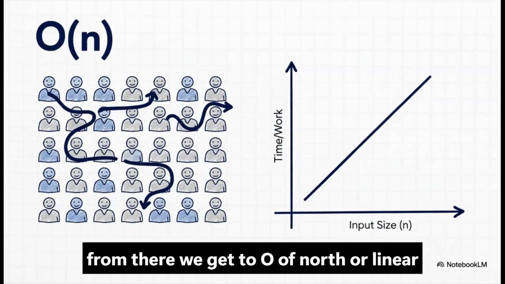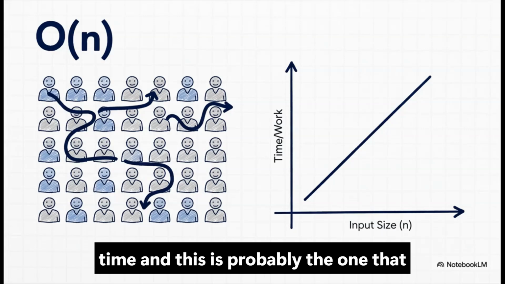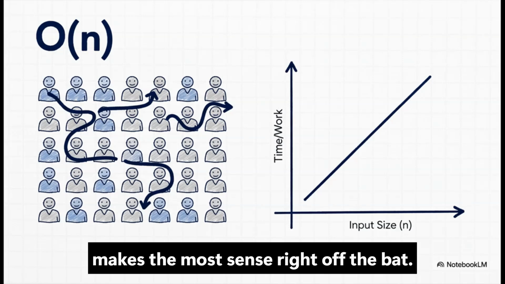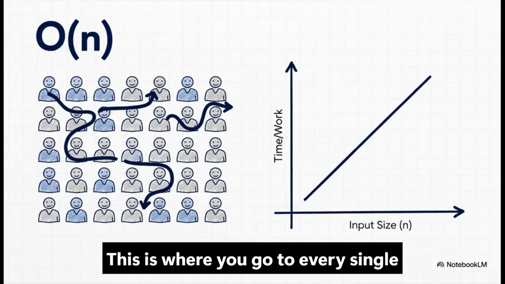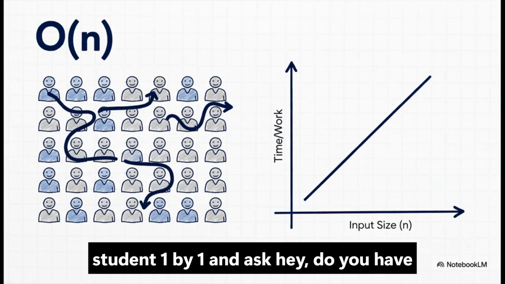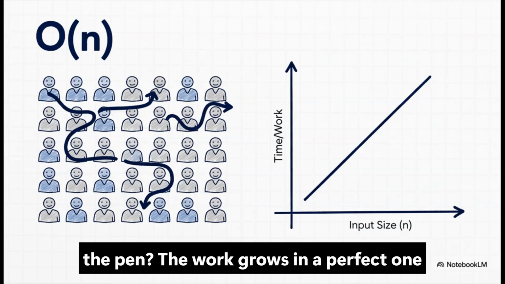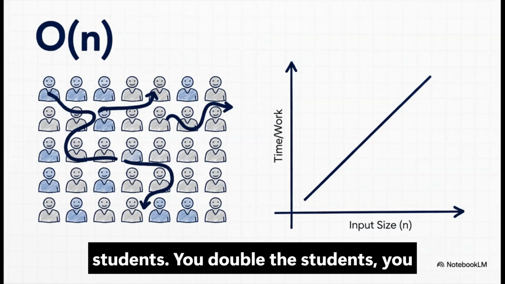Okay, so from there we get to O(n), or linear time. And this is probably the one that makes the most sense right off the bat. This is where you go to every single student, one by one, and ask, "Hey, do you have the pen?" The work grows in a perfect one-to-one relationship with the number of students. You double the students, you double the work.